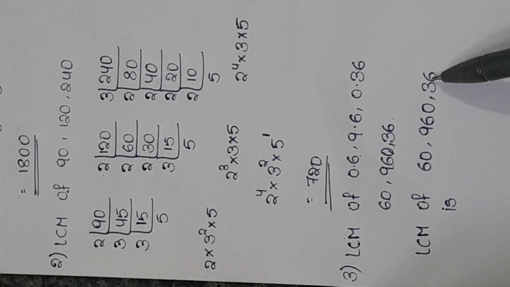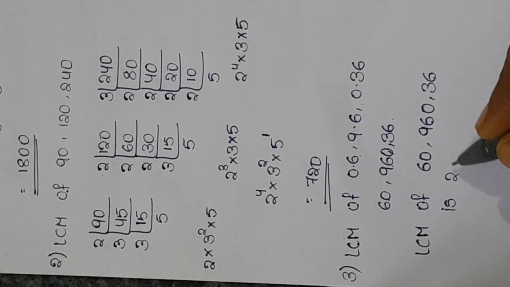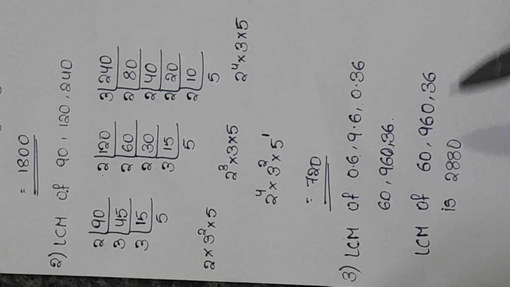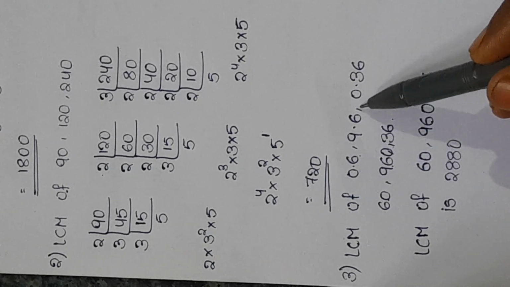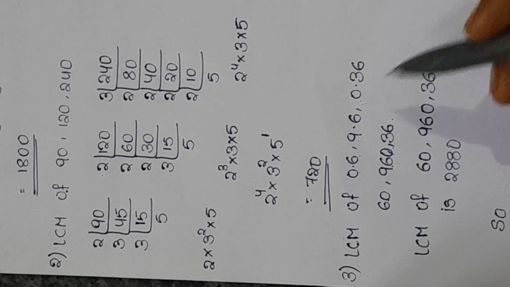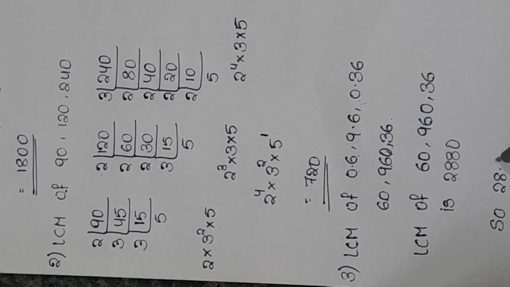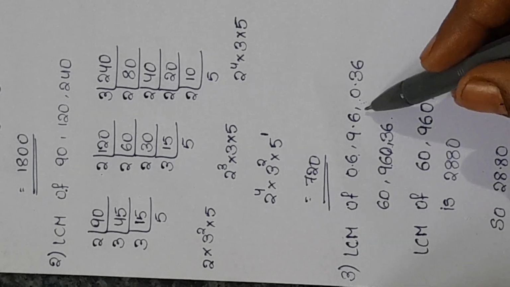LCM of 60, 960 and 36 can be found from the first method or from the second method. Now the LCM is 2880. But we should find the LCM of 0.6, 9.6 and 0.36. So for these decimal values, we should move the decimal point 2 times to the left. So 28.80 is the LCM for the given decimal values.